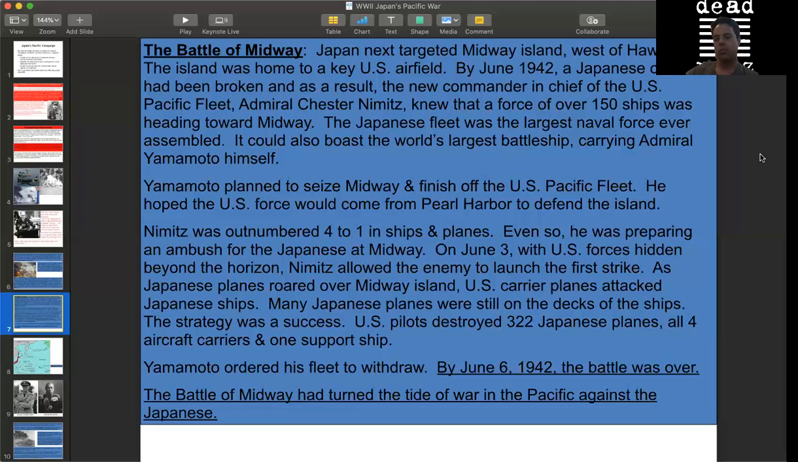The U.S. pilots destroyed 322 Japanese planes, and they destroyed all 4 aircraft carriers and 1 support ship. What this did was cripple the Japanese fleet. They had put everything that they could into this battle, and they lost in a humiliating way. Yamamoto would order his fleet to withdraw, and by June 6, 1942, the battle would be over, and the Battle of Midway would officially turn the tide of the war against the Japanese.